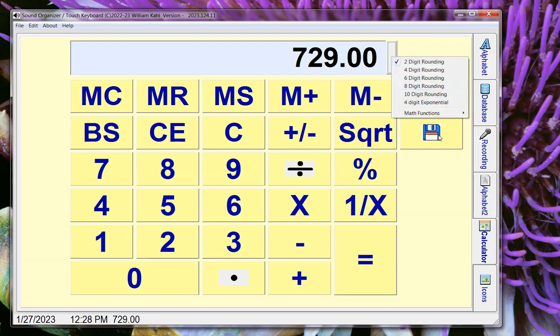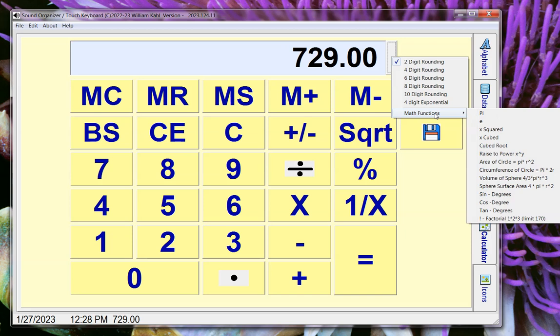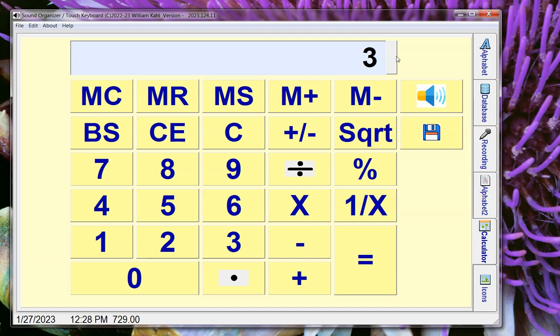So there's several rounding and math functions. There's several functions here that you might find useful. You also have a couple of trig functions, sine, cosine, tangent, and you have factorial. Okay, so the maximum factorial it will calculate is 170. So if you take the factorial of 3, that would be 3 times 2 times 1. Or if I have that reversed, I'm going to make it 8, and I'm going to take the factorial. It's 40,320.00.